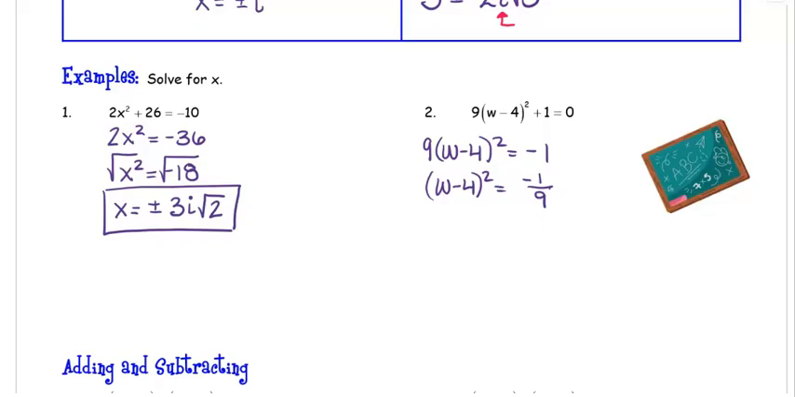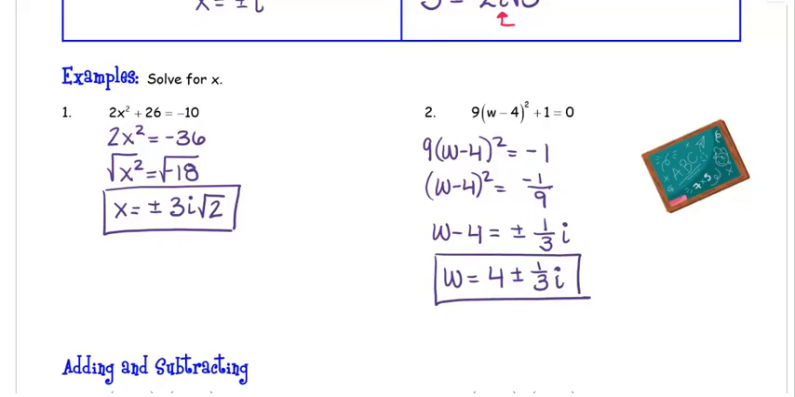And now I know I need to take the square root of both sides. So I'm going to have w minus 4 is equal to plus or minus. Let's talk about the square root of 1/9 first. Well, the square root of 1 is 1. The square root of 9 is 3, so I have 1/3. And the fact that there's going to be a square root of a negative number, I can put the i right next door. I then want the w all by itself. So I'm going to write this as w is equal to 4 plus or minus 1/3 times i.